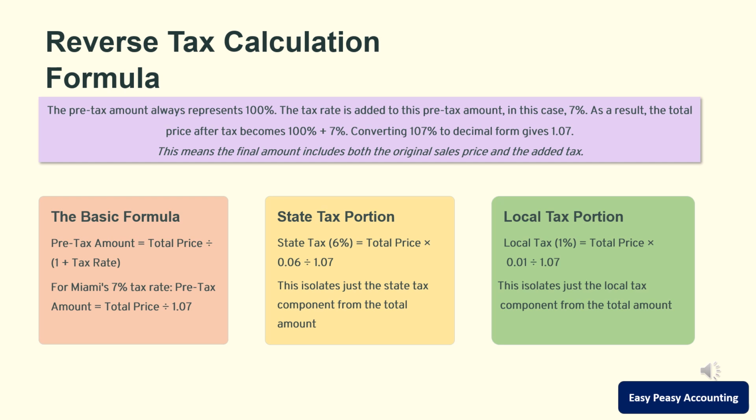State tax portion. This isolates just the 6% state tax component from the total amount. The formula is total price multiplied by 6% divided by 1.07. Local tax portion. This isolates just the local tax component from the total amount. The formula is total price times 1% divided by 1.07.